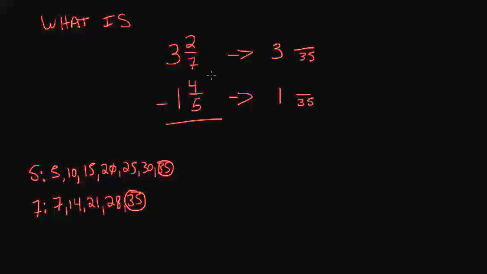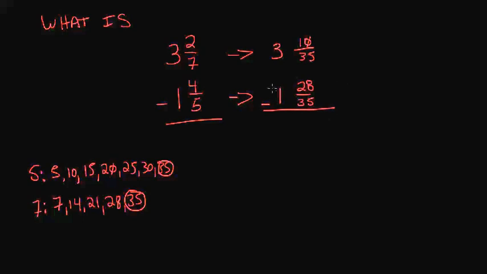So whatever I do to the denominator, I have to do to the numerator. Since I multiply the denominator by 5, I have to multiply the numerator by 5. 2 times 5 gives me 10. Same thing down here. To go from 5 to 35, I multiply the denominator by 7. So I need to multiply the numerator by 7. 4 times 7 gives me 28. Now that I have that common denominator, I can go ahead and subtract.